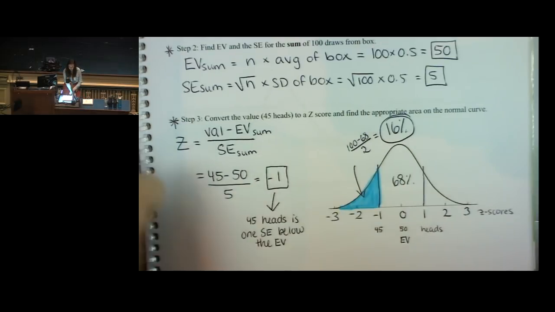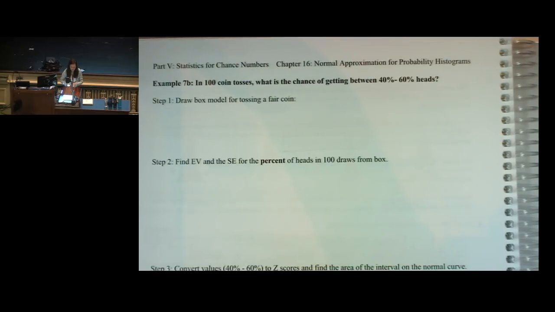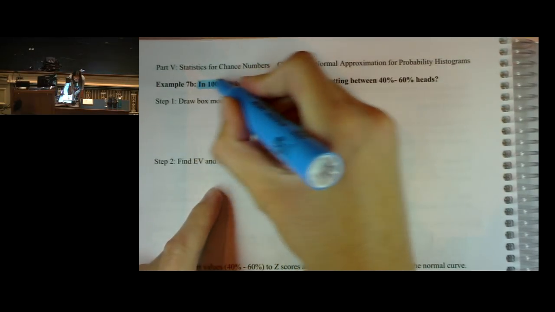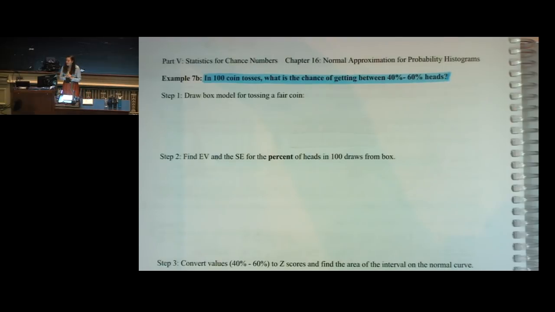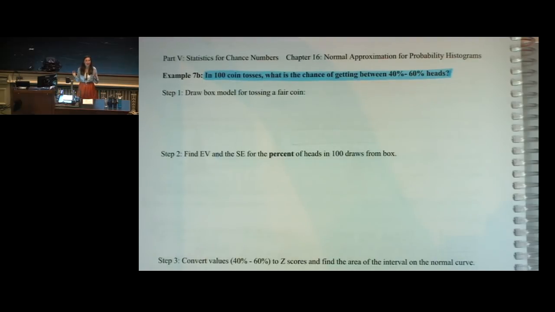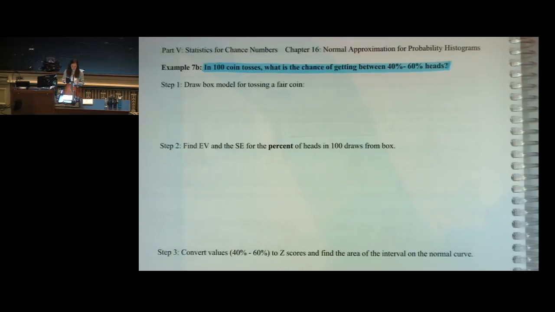Okay, we'll do this next example. This is kind of the same thing. It says, in 100 coin tosses, now they give us a range though. What's the chance of getting between 40% and 60% heads? You can do these types of problems with anything. For example, if we have a final that's 100 multiple choice questions and you completely guess on every single question, what's the probability you'd get above a 50%? You can do that using the normal curve, just like this. So these are coin examples, but we'll do some other examples too.